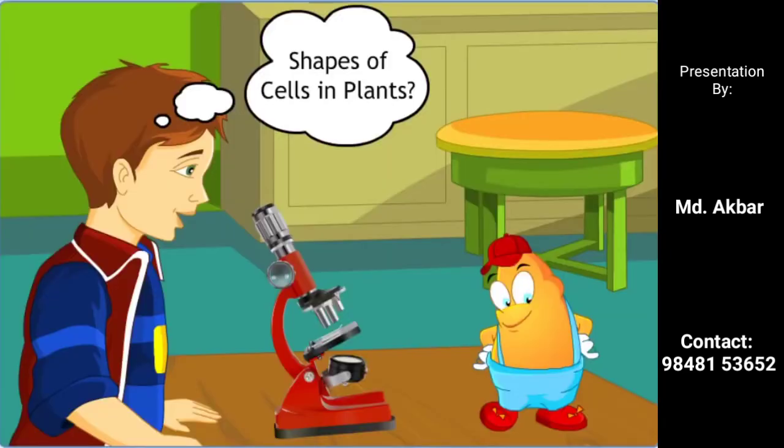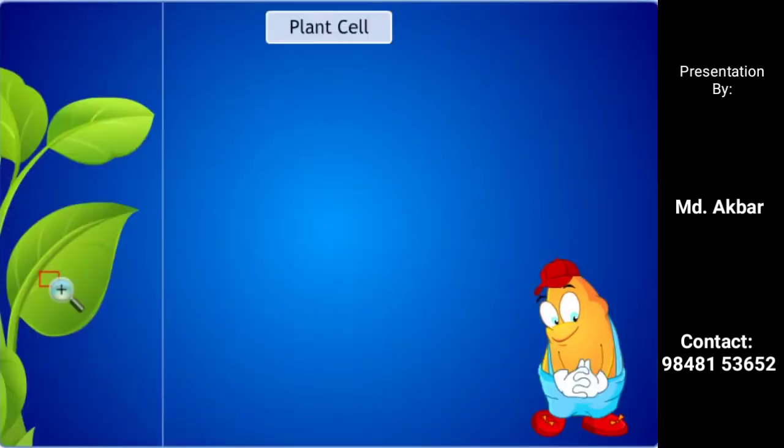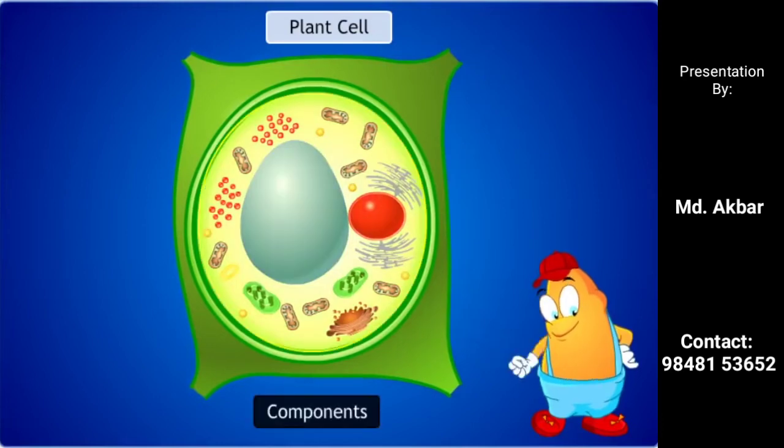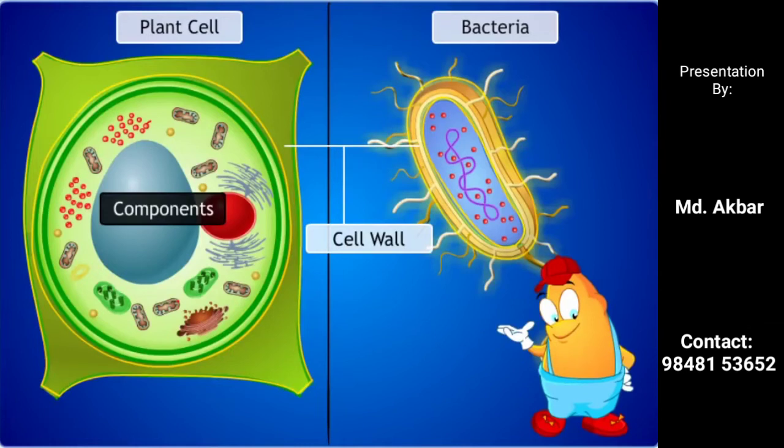That's interesting. What about the shapes of cells in plants? Plant cells have a definite shape. This shape is determined by the components of the cell. In addition to the component of the cell, plant cells and bacteria have cell walls that provide rigidity.